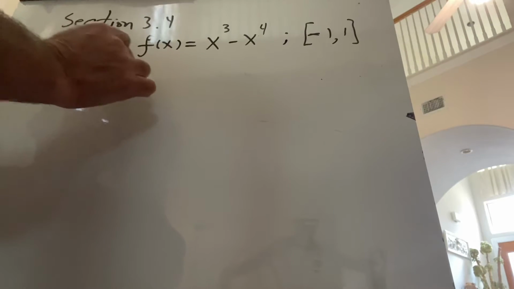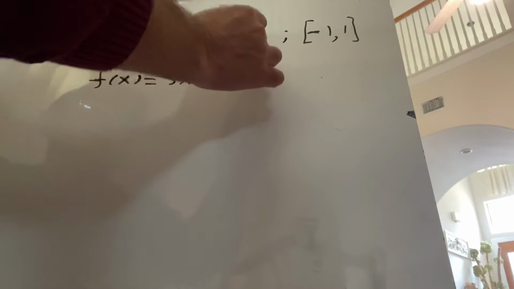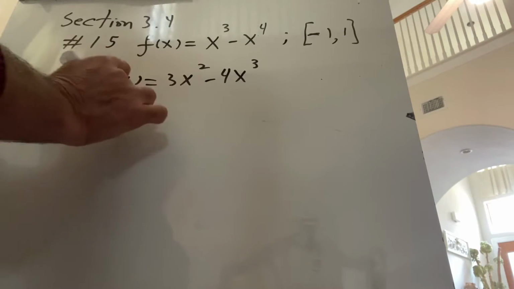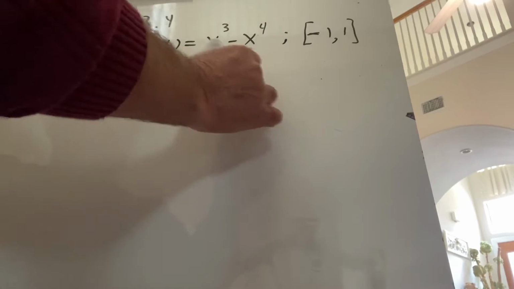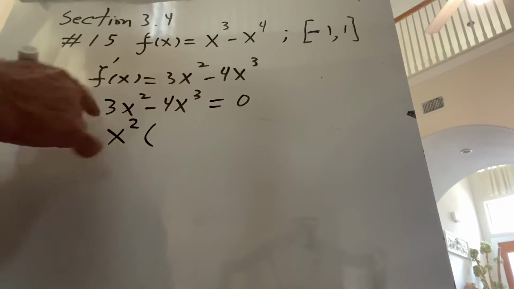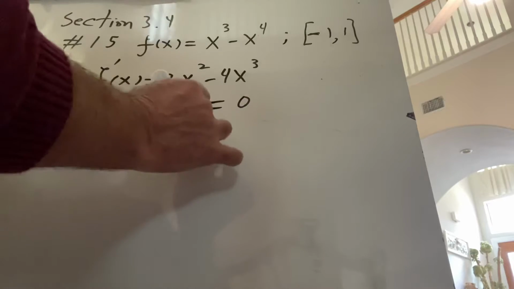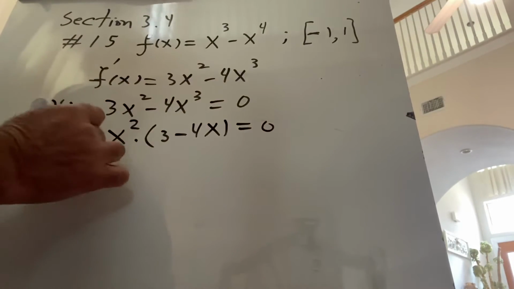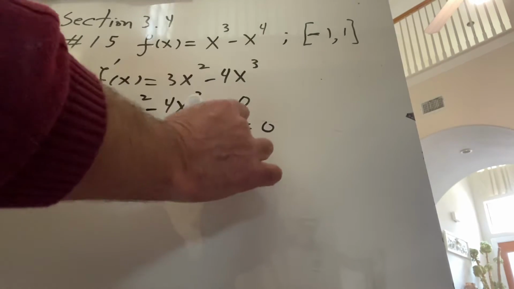So we'll differentiate this function, which becomes 3x squared minus 4x cubed. As you know by now, to find the critical values, we have to set the derivative equal to 0 and then solve for x. You can see both terms have a factor of x squared. As you pull x squared from the first term, it leaves you with 3. As you take x squared out of the second term, it leaves you with -4x. So now we're going to set each factor equal to 0. Either x squared is 0 or our second factor, 3 minus 4x, equals 0.